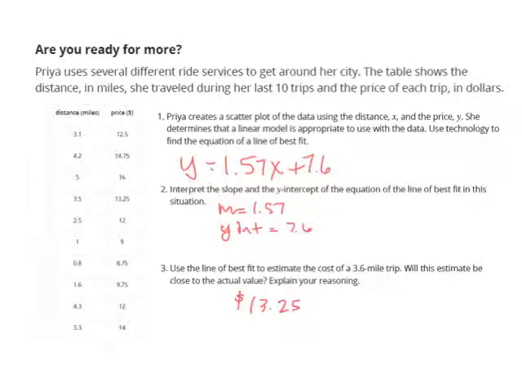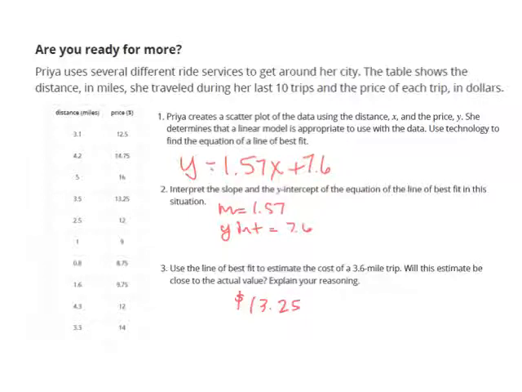What that means is for every additional mile, the price costs $1.57 more. So this is ride services around the city. So every additional mile, it costs $1.57 more. And then the y-intercept is 7.6, or $7.60. And that means that's the cost of getting in the cab or the Uber without actually driving any miles.